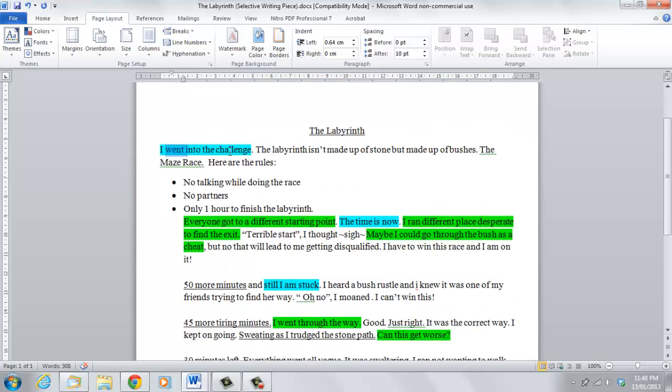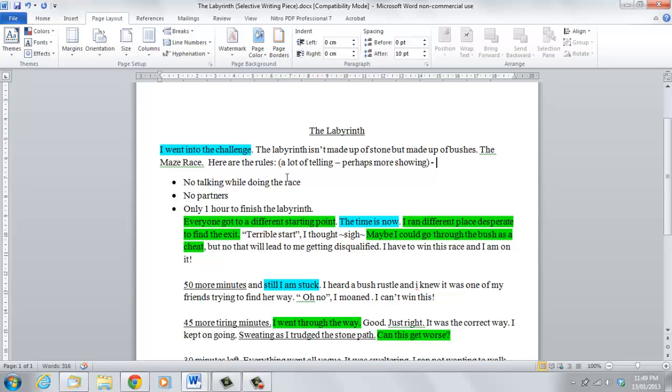The labyrinth. I went into the challenge. The labyrinth isn't made up of stone but made up of bushes. The maze race. Here are the rules. No talking while doing the race, no partners, only 1 hour to finish the labyrinth. Again, the idea is good. There is a lot of telling. So perhaps more showing.